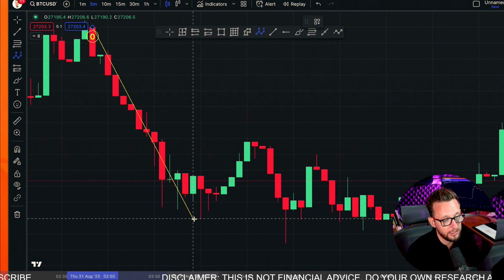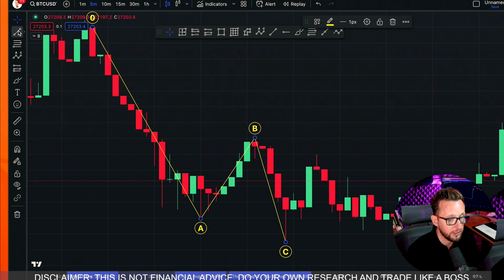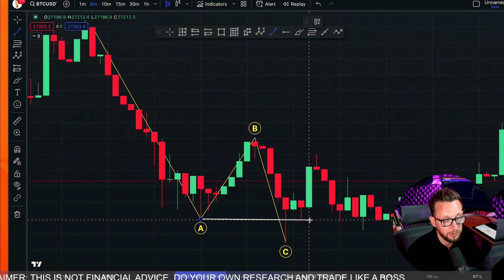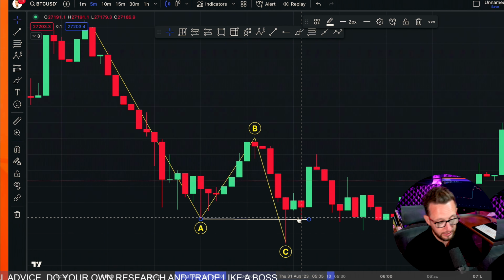Now, obviously, this is cherry picking as always. I'm just trying to explain how things are entered. So I would have entered at the A point as we come back across afterwards. Then this was confirmed by this candle pattern.